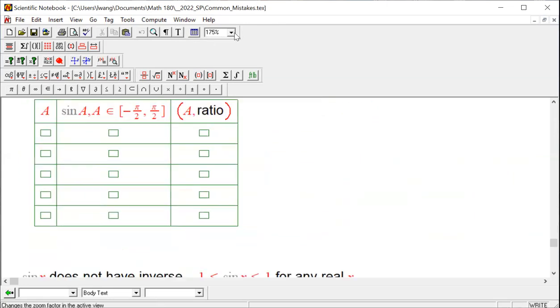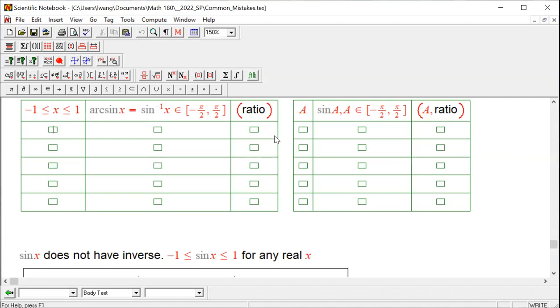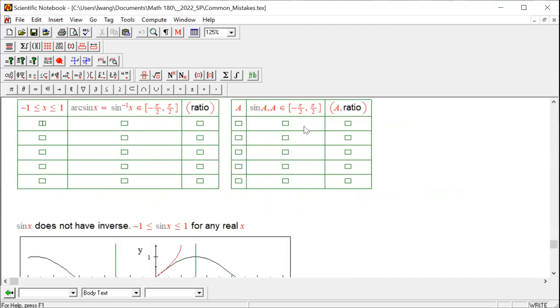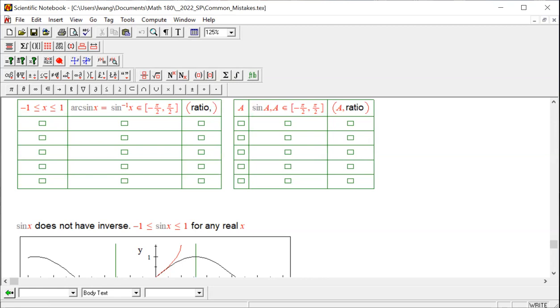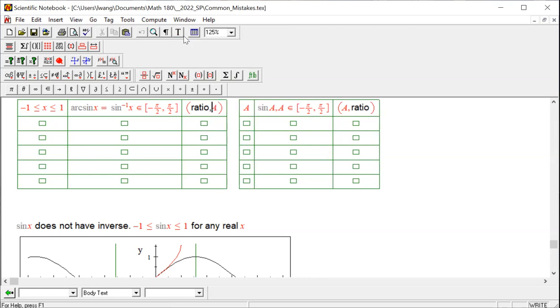So let me make the font just a little smaller so we can show more things in one view. Suppose I have 25%, so that you can see the negative sign here. Now let's look at the relationship: ratio and angle, output is angle. You can see right here: ratio, angle, angle, ratio. So these two functions are inverse to each other, meaning that one's domain is the other's range, and one's range is the other's domain.